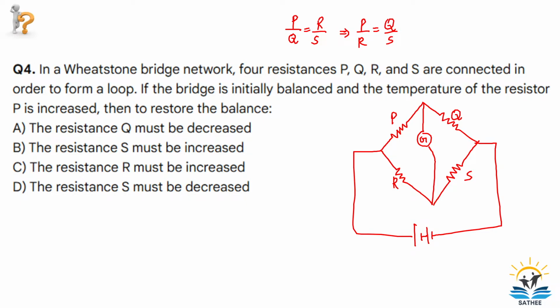It was missed by me also. It was written P, Q, R, and S are connected in order to form a loop. So in order. In this particular question, they have written they are connected in order. That means P, Q, and we have to move in order: P, Q, R, S, like that.